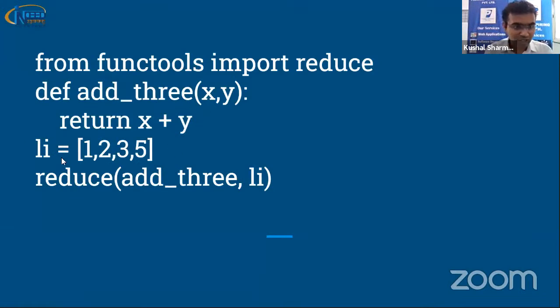Let's say we have a list: 1 2 3 4 5, and you want to perform an operation on 1 and 2. Then whatever is the result, that result and 3, then the result and 4, and the result and 5. So first two elements, then the result and the third element, and the result and the fourth element. This is how, if you want to run it, you can use reduce. So let me do this part.